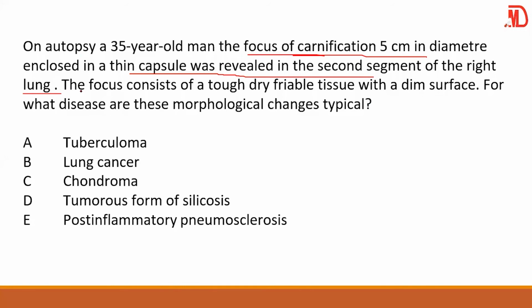Now, the focus consists of a tough, dry, friable tissue with a dim surface. For what disease are these morphological changes typical? Of course, if you are seeing a fibrous necrosis surrounded by a fibrous capsule, because they mention that this is enclosed by a thin capsule, and this capsule is actually fibrous tissue.